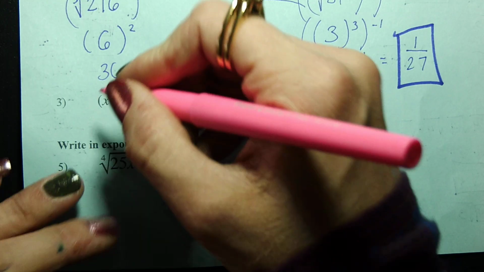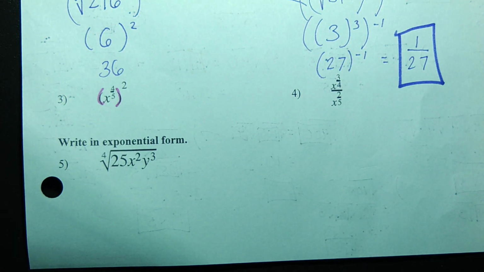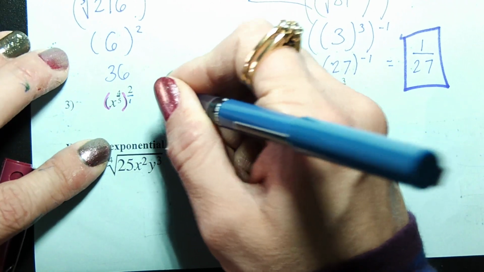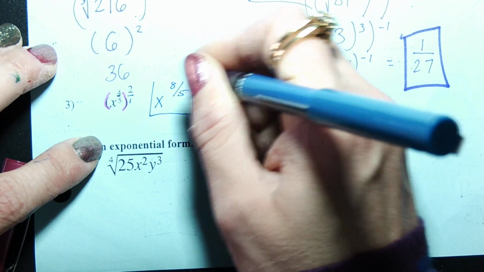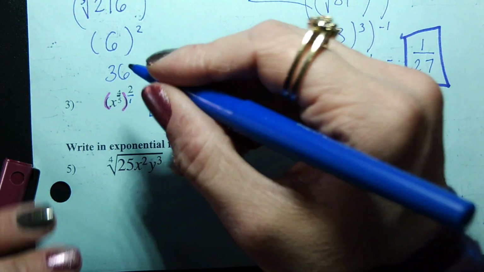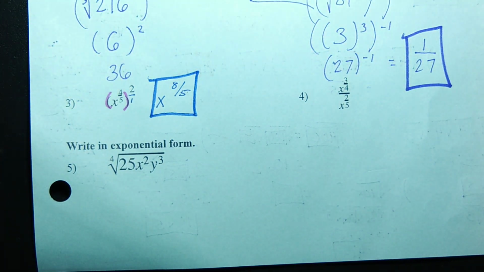So in this first one, if I am powering up, what are we going to do with those exponents? We're going to multiply them. So if I have 4 over 5 times 2 over 1, we would get x to the 8 fifths. And that's our final answer. And just be careful, because a lot of times when students are doing those fraction operations, they will forget to put the base, such as x. So just make sure you're including that with your answers.